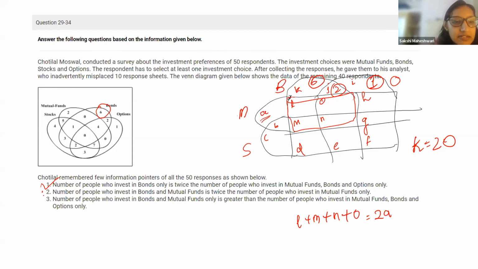Now, the third condition says the number of people who invest in bonds and mutual funds only is greater than the number of people who invest in mutual funds, bonds and options only. So bonds and mutual funds only is this L. Just look at the intersection, and if it's mentioned only, then we will not include the remaining part. So L is greater than the number of people in mutual funds, bonds and options only, which is O. So these are the conditions for the 50 responses.